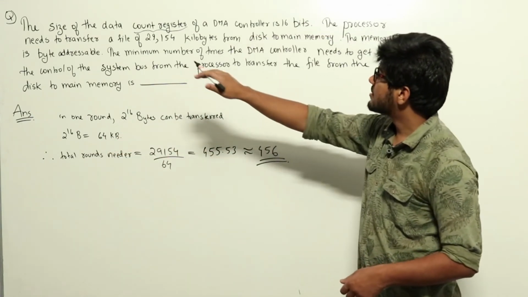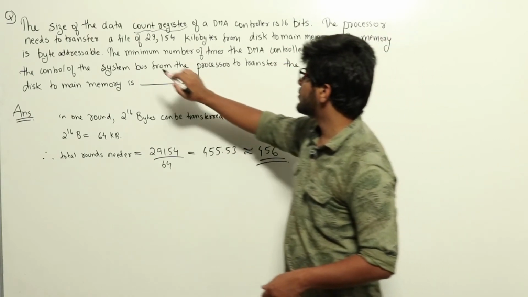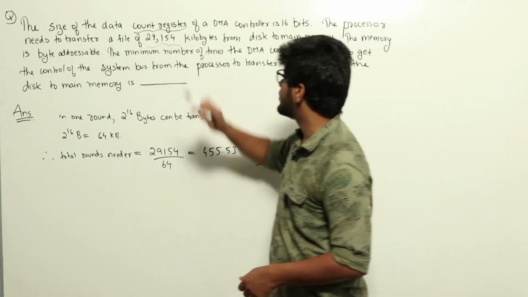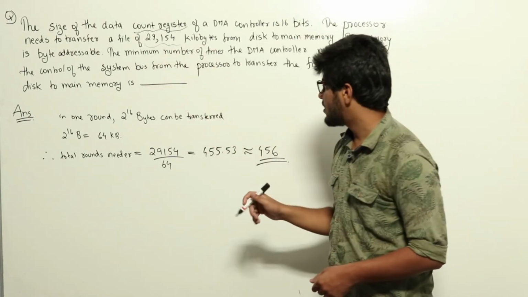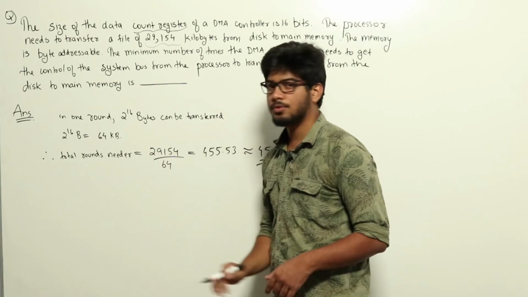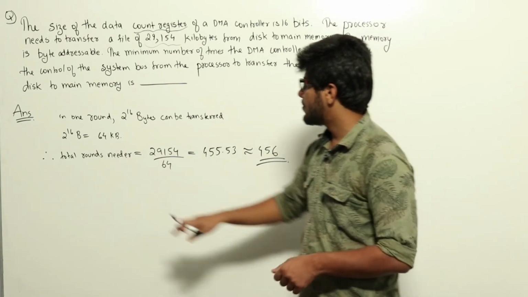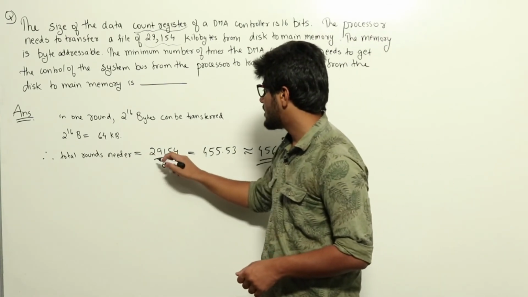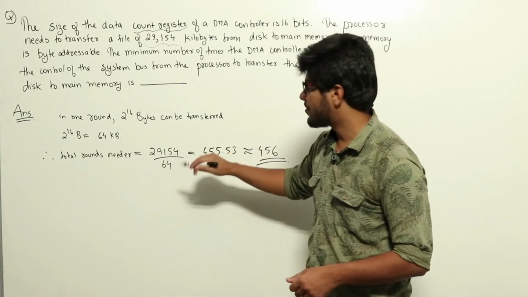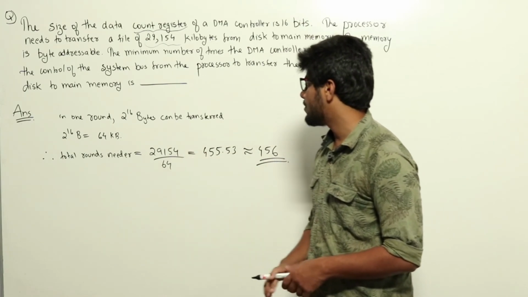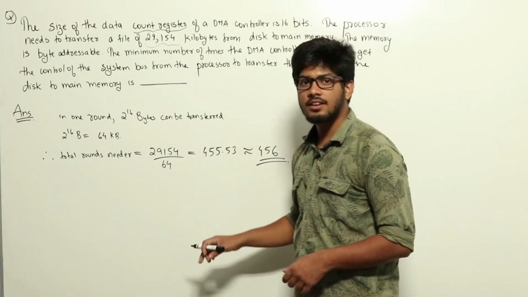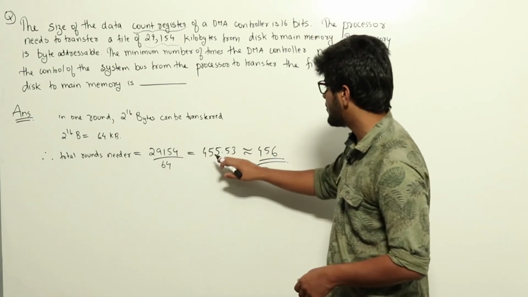The size of the file which we needed to transfer was 29,154 KB, and in one round we can transfer up to a maximum of 64 KB only. So the total number of rounds needed would be 29,154, that is the size of the file, divided by 64 KB, that is what data we can transfer in each round, that is 455.53.